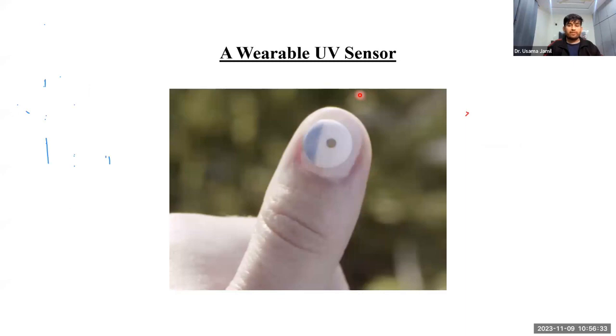So this one is a wearable UV sensor. As you can see, this one is a very sophisticated, very small device.